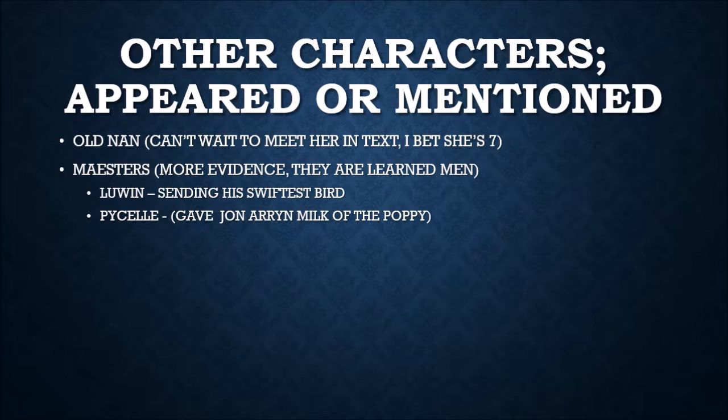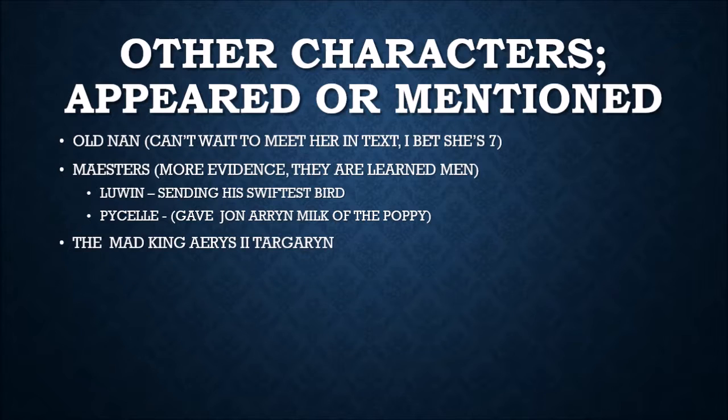We have the Maesters. We have more evidence that they are learned men. We see another incident where one is given medicinal care. Jon Arryn is given milk of the poppy by Pycelle to ease his passing. And then we have Luwin sending his swiftest bird to let Ben know that Robert Baratheon is coming. So these are sort of things that the storytellers or the monks or the keepers of knowledge would do in a society such as this one.